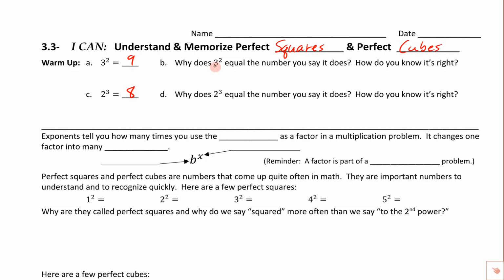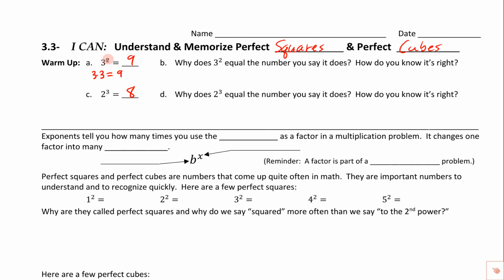So what we have here is a base and then an exponent. This base is the number that we use repeatedly in a multiplication problem. So that's what an exponent does. It's a short way to write a long multiplication problem. And the exponent tells us how many times we use that base. So this literally means use 3 twice in a multiplication problem. So 3 times 3 would be 9.